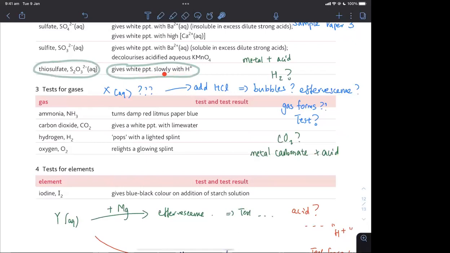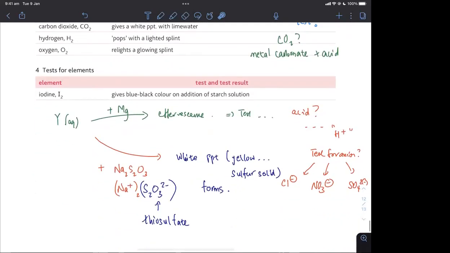But this is very slow. So they could ask you to leave the reaction to stand for like a minute or two. And then later on, you will come back to read it, and then you get a precipitate with thiosulfate.